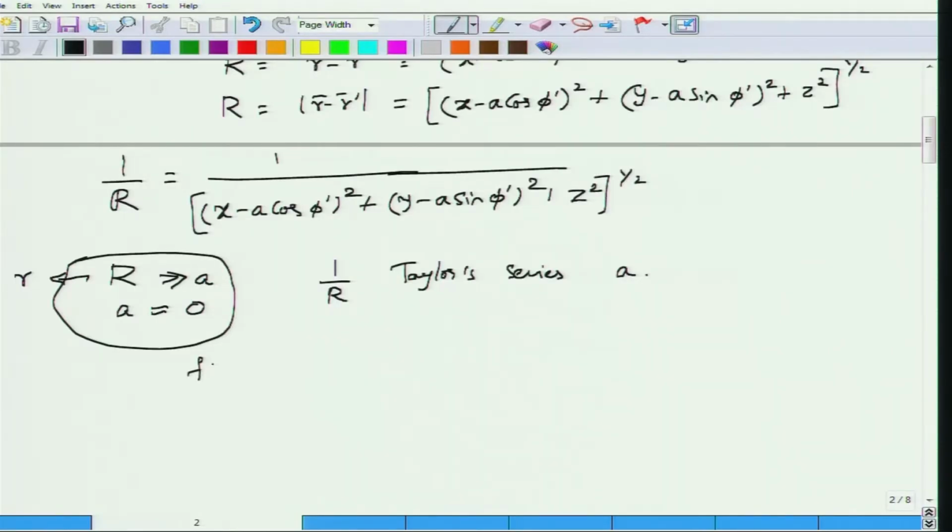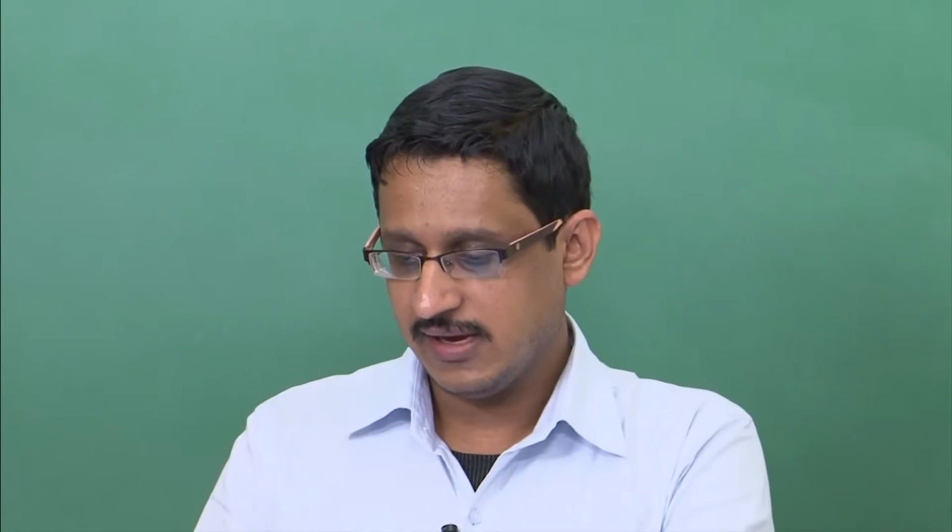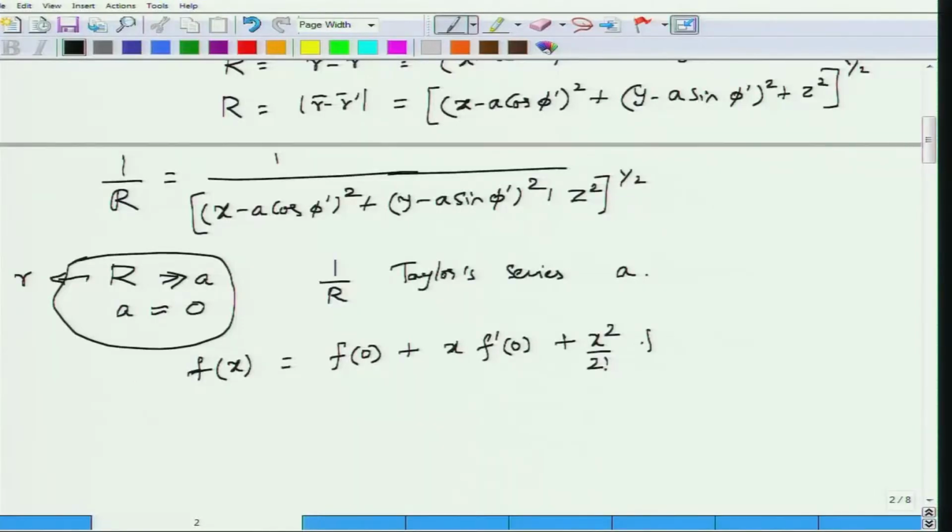So if you take any function and you want to expand it about 0 using a Taylor series, this expansion will be f of 0, the value of the function at x equal to 0, plus x into f prime of 0, where f prime of 0 is the first derivative of the function f of x evaluated at x equal to 0, plus x squared by 2 factorial times f double prime of 0, and so on, right.